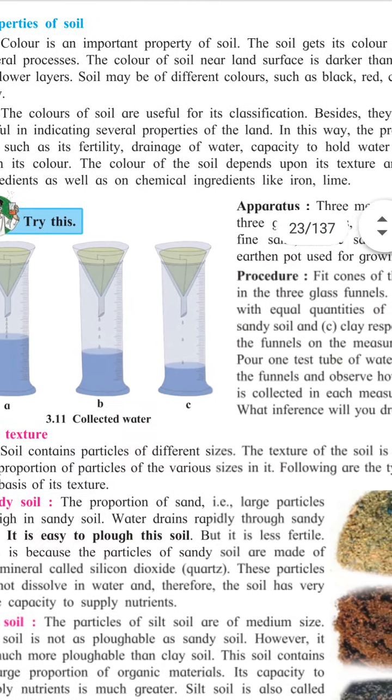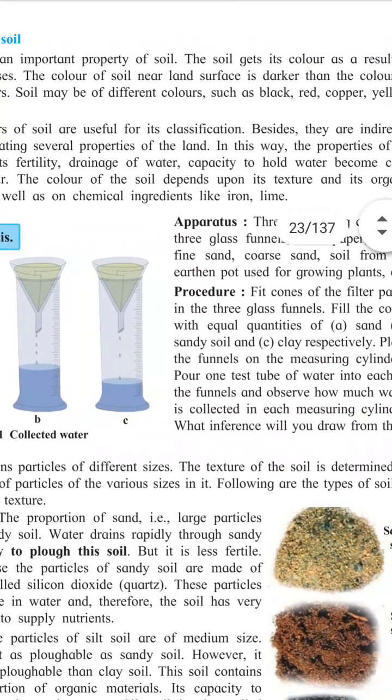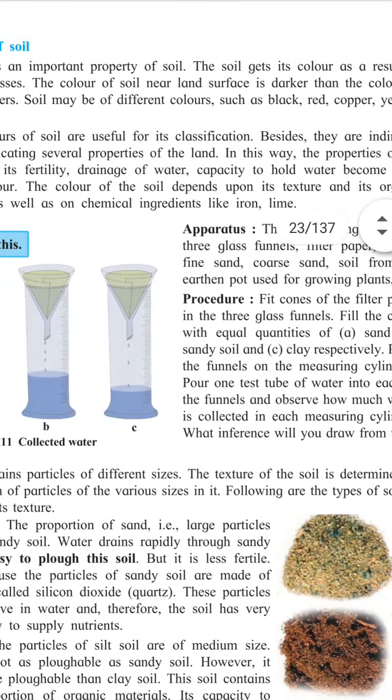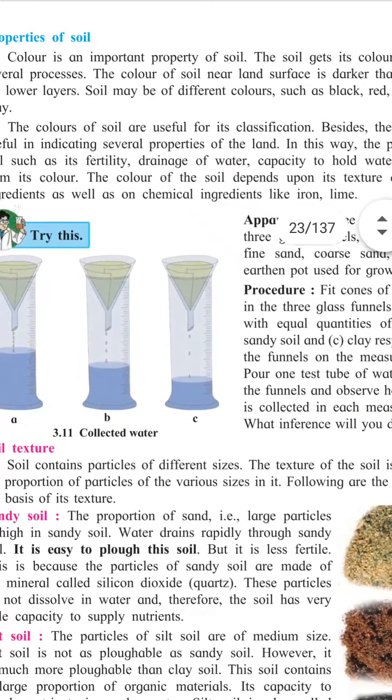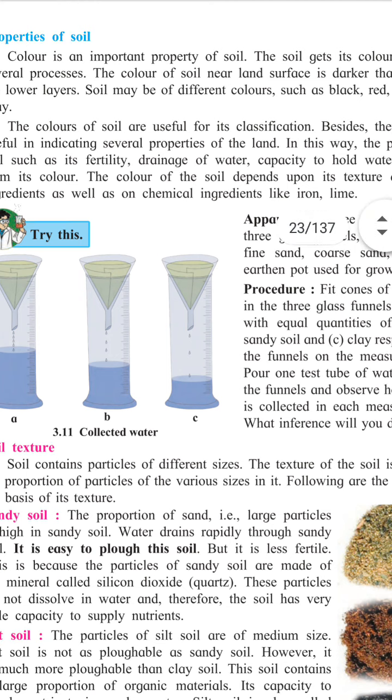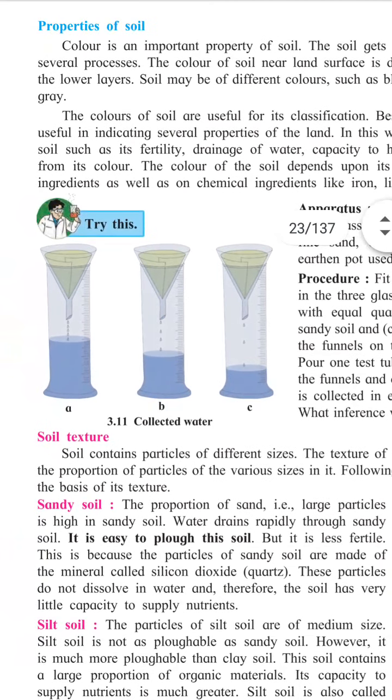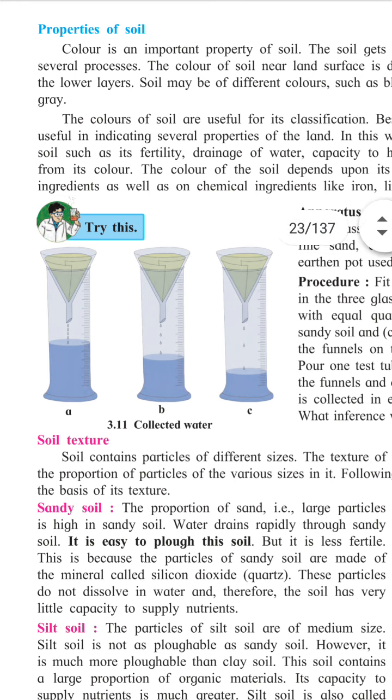The color of the soil depends upon the texture and its organic ingredients as well as on chemical ingredients like iron and lime. So you can see the color of the soil depends upon the chemical ingredients of the soil. Now here we are going to do one experiment. So what is that? We have to collect the water.